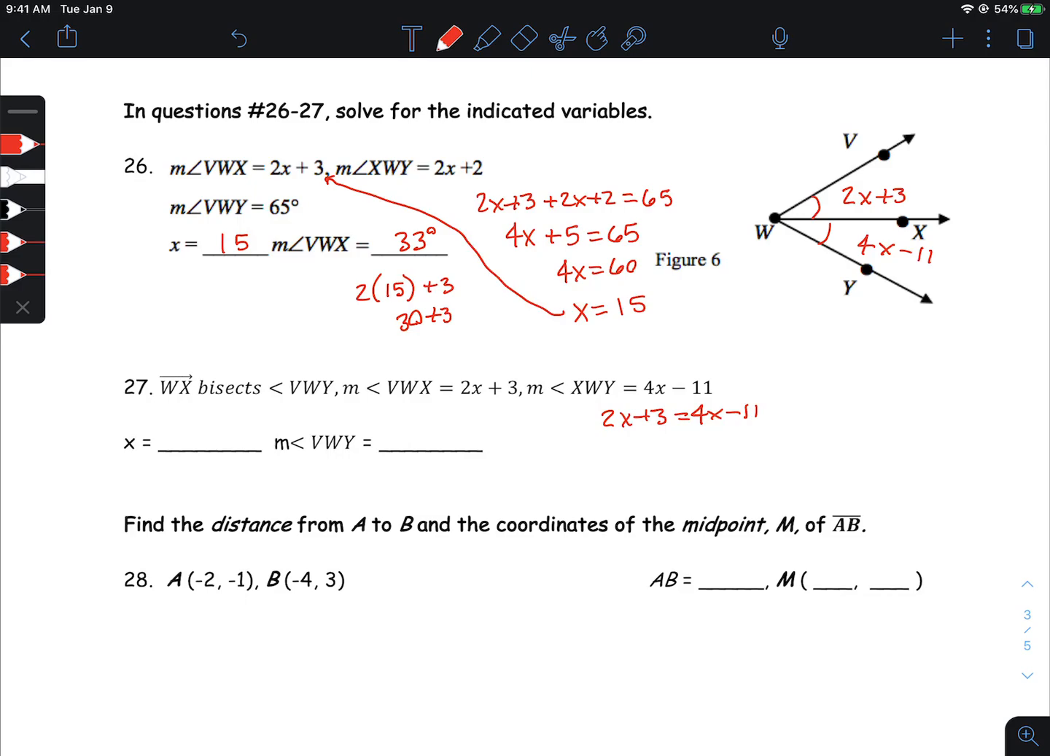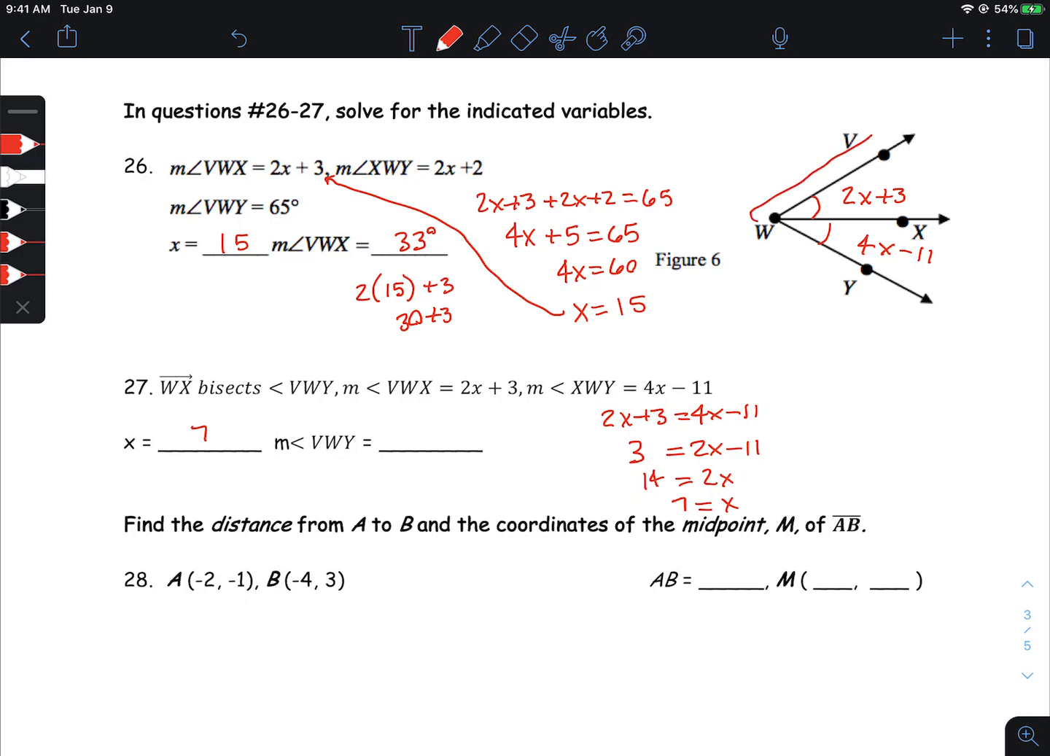Okay, so you can subtract 2x from both sides. That'll get you 2x. You can add the 11 to the other side. Well, here, let's do it one step at a time. Yep. And then add 11 and get you 14, and then divide, and that'll get you x is 7. Okay. And then once you have x is 7, then you can go and plug that back in to find the measure of angle VWY.